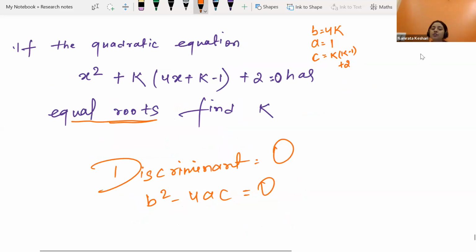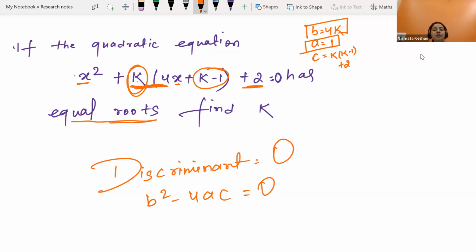A is the coefficient of x square. You can see only one x square is there and that coefficient is 1. So, a is 1. Coefficient of x is b. And what is multiplied with x? If you open the bracket, you will find that only 4k, k into 4, is multiplied with x. Whatever is the coefficient of x, that is b. So, b is just 4k. And all the remaining terms, that is c. So this k multiplied with this completely and this 2 also. Everything is c. Okay? Let's write it.